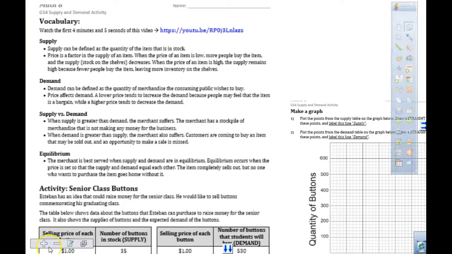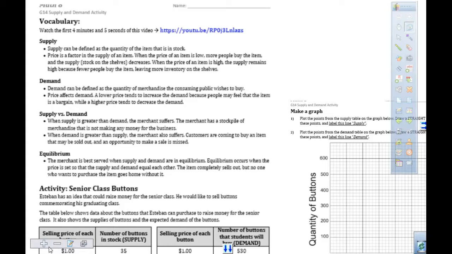So, decreases. When the price of an item is high, supply remains high because fewer people buy the item, leaving more inventory. Demand. Demand is defined by the quantity of merchandise that the consuming public wishes to buy.